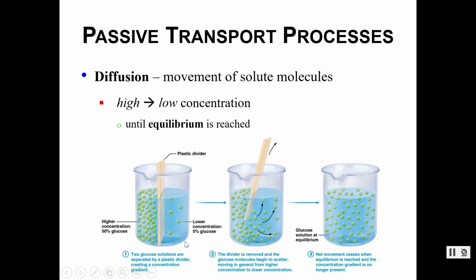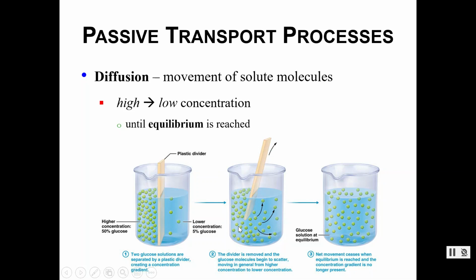So in our first image here on the left, we have a beaker of water and it's got some glucose. We have a divider in the middle. You will notice that there is quite a bit of glucose on the left and just a few little tiny glucoses on the right. So we have a 50% glucose concentration on the left. So this is half water and half glucose. But over here on the right, we only have 5% glucose, which would leave us over here with 95% water.